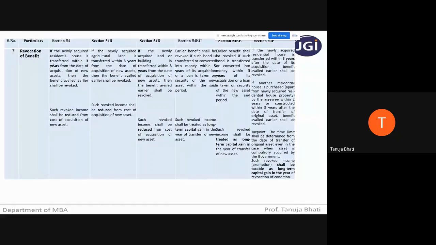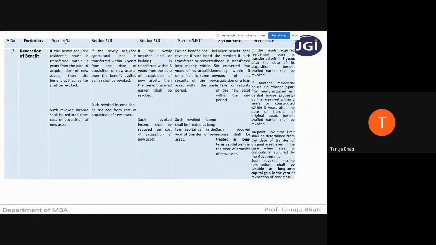if that new asset in which you're investing under section 54, if you're selling that new asset within a period of 3 years, whatever capital gain you had earned, or whatever capital gain you had taken the benefit of exemption, that will be reversed. What it means is, under section 54, you know that when you sell a residential house and whatever capital gains you're getting, you will invest it in another residential house. That new residential house should not be sold for a certain period of time.